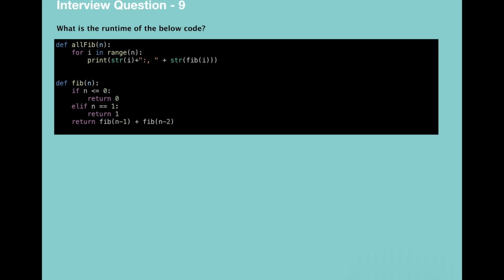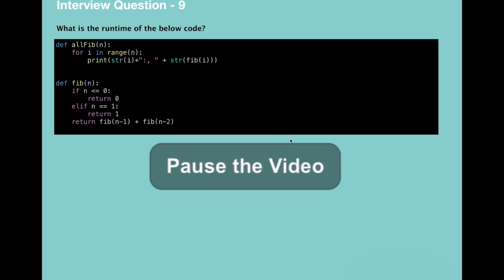Question number 9. In this question, we have two methods. In the second method, we calculate Fibonacci numbers. In the first method, we print numbers along with their Fibonacci value. So what's the time complexity of this code? Now here again, I want you to pause the video and come up with your own answer.